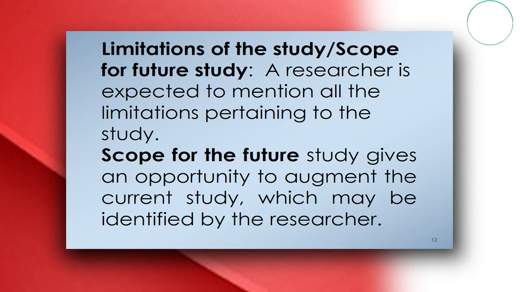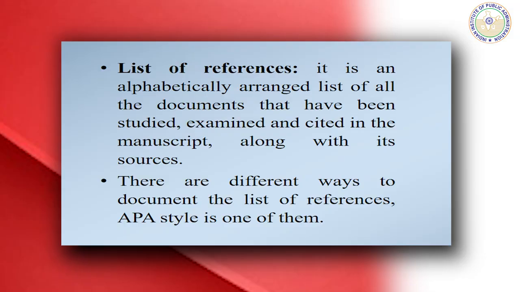Next comes limitations of the study and the scope for future work. Now, every study will have some limitation, time being the most common limiting factor in any study. There could be some more factors too. A researcher must mention all these limitations pertaining to the study. Scope for future study gives an opportunity to augment the current study, which may be identified by the researcher. During the review of literature, scope for future study can be taken up as a topic for the future study.